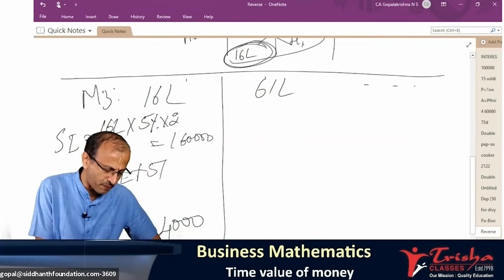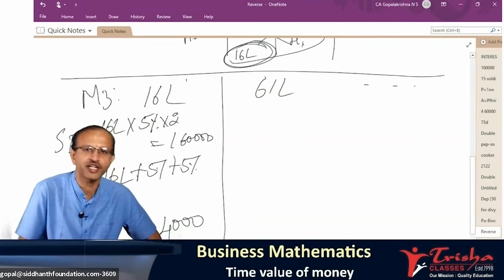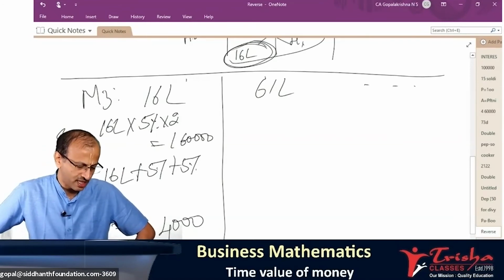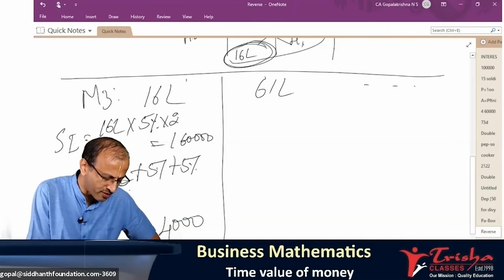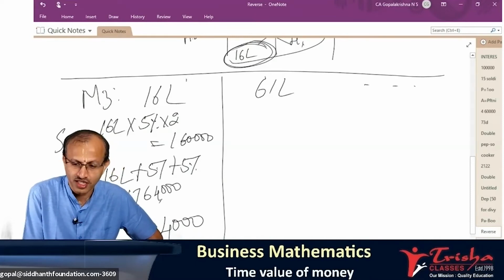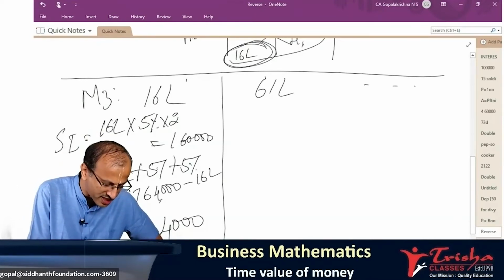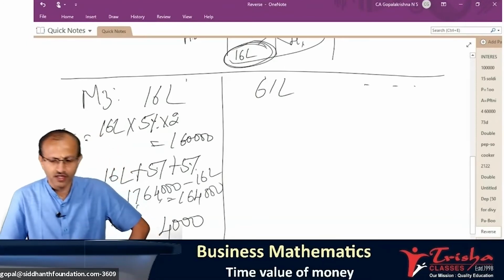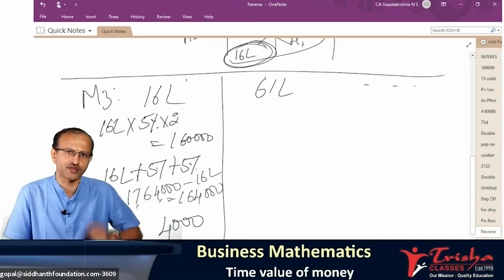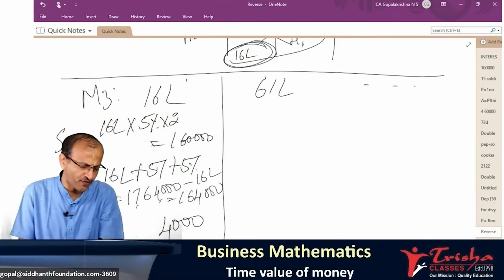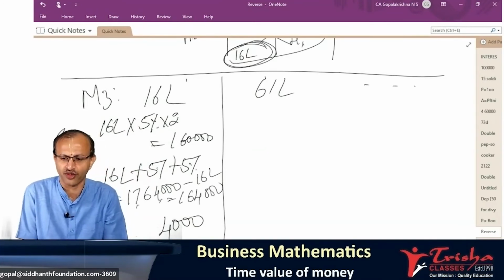16 lakh plus 5% plus 5%. All of you do it. 16 lakh plus 5% plus 5%. Is it 17 lakh 64,000? I don't know, you only should tell me. That is the amount. Deduct the principal of 16 lakh. Do you arrive at 1,64,000? 16 lakh plus 5% plus 5% amount minus 16 lakh, if you do, you will get 1,64,000.